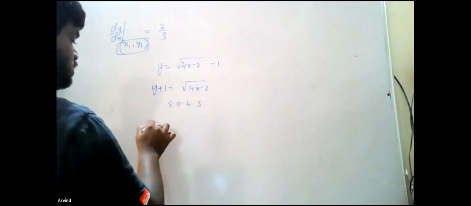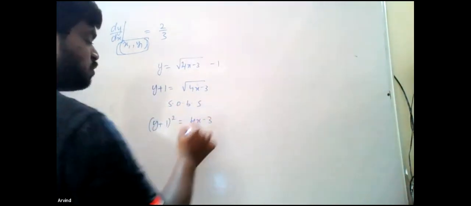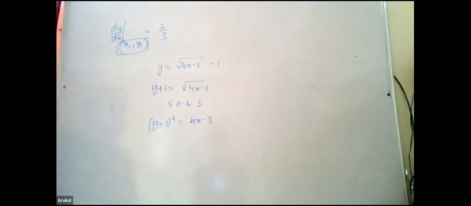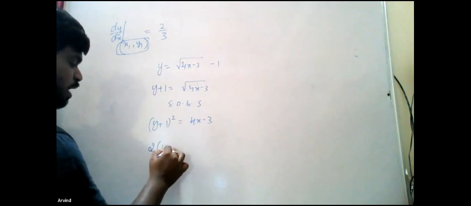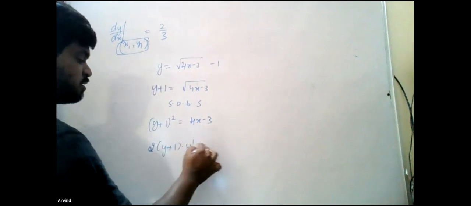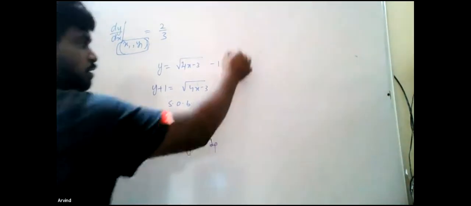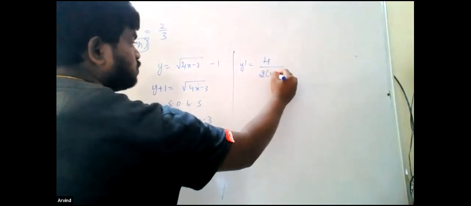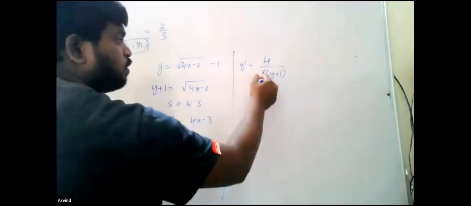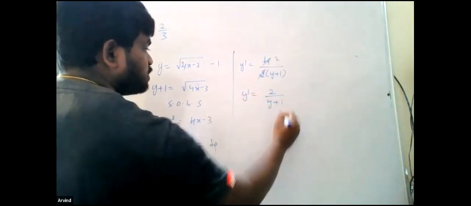Squaring on both sides. So y plus 1 the whole square will become 4x minus 3. Squaring on both sides madre root hogutte. Now it's easy to differentiate. So let's differentiate with respect to x. So you'll get 2 times y plus 1 into y dash is equal to, differentiate madre you get 4. Therefore y dash is equal to 4 divided by 2 times y plus 1. Okay, 2 ones are 2 2s are. So y dash is equal to 2 divided by y plus 1.